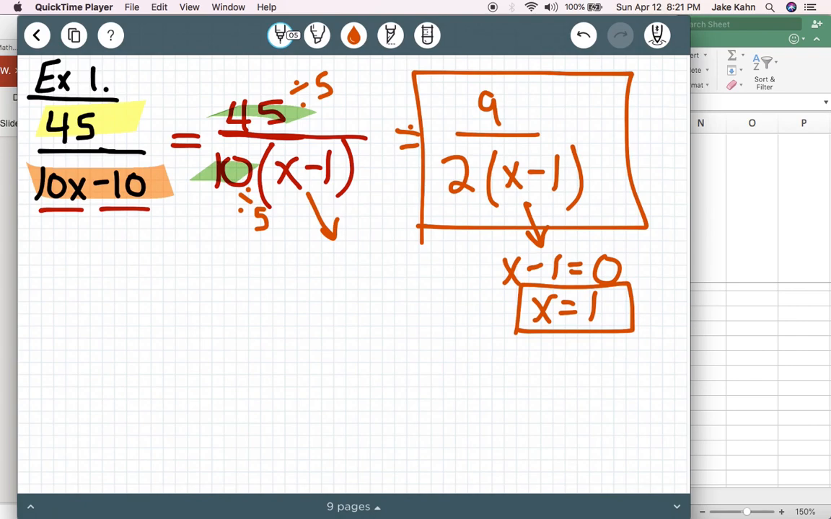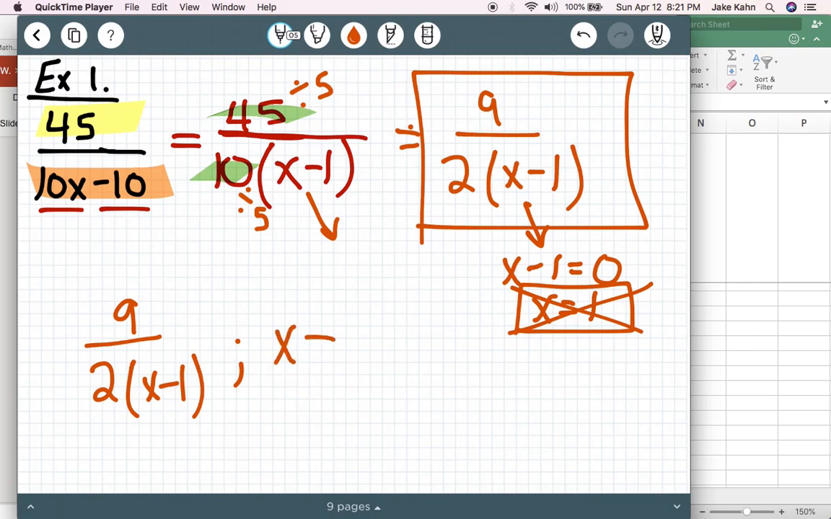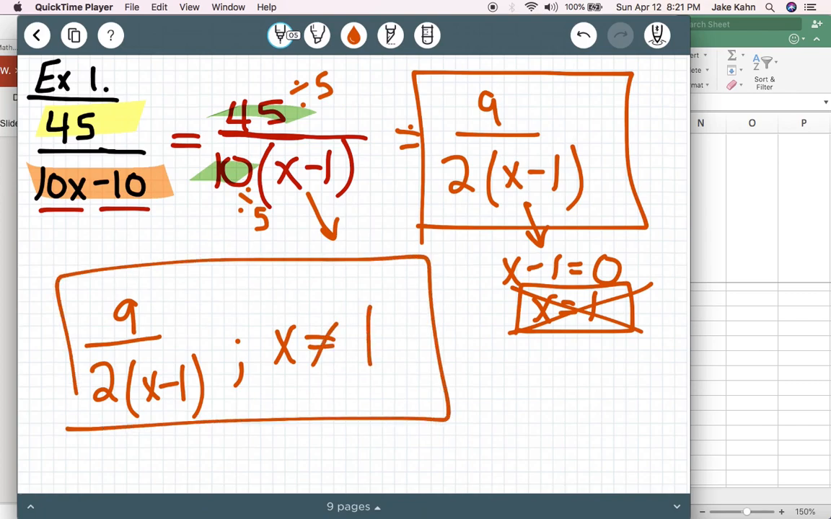What we need for today, though, is not stating that x equals 1. It's stating that x cannot be equal to 1 in this expression. Otherwise, it results in a denominator of 0. So for our final answer, we're going to say 9 over 2 times x minus 1, and then I'm going to put just a little semicolon. You don't have to worry about this on your classwork because I have a blank for you to fill in the domain restriction. But I'm just going to say x cannot be equal to positive 1 because it results in a denominator of 0 in that fraction.